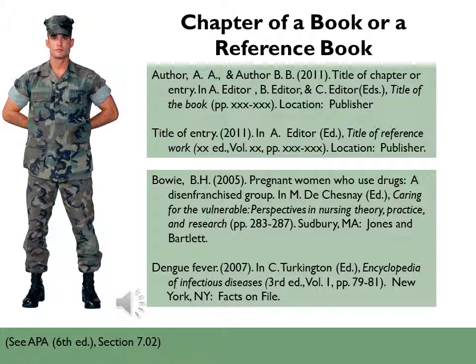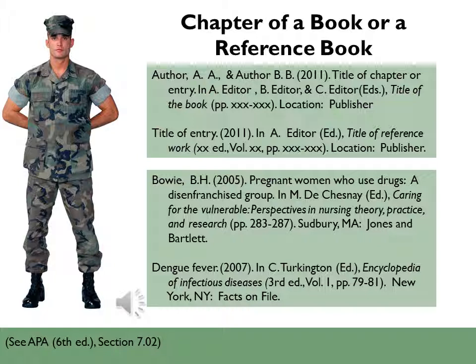It's found in Duchesne, Ed., because it's an edited print source. And then the title of the book is Caring for the Vulnerable: Perspectives in Nursing Theory, Practice, and Research. Following the title of the whole book, which is also italicized, you'll find the page numbers, the location, and then the publisher's name. So just be mindful whenever you're citing a chapter of a book, if that particular chapter has an individual author's name, you give credit to the author, you list the title of the chapter, and then you follow up with listing the title of the whole work.